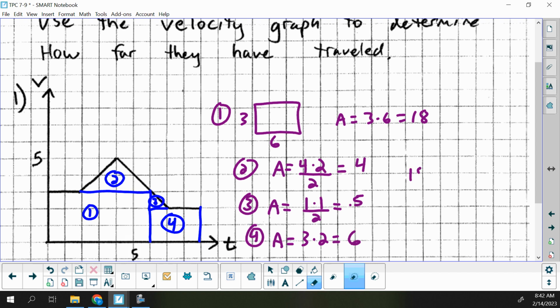And then we're just going to add those all up. So 18 plus 4 plus 0.5 plus 6. And if we add those up, we get 28.5. The units we've been seeing, even though it doesn't specifically say the units on here, for most of these for our position has been meters.